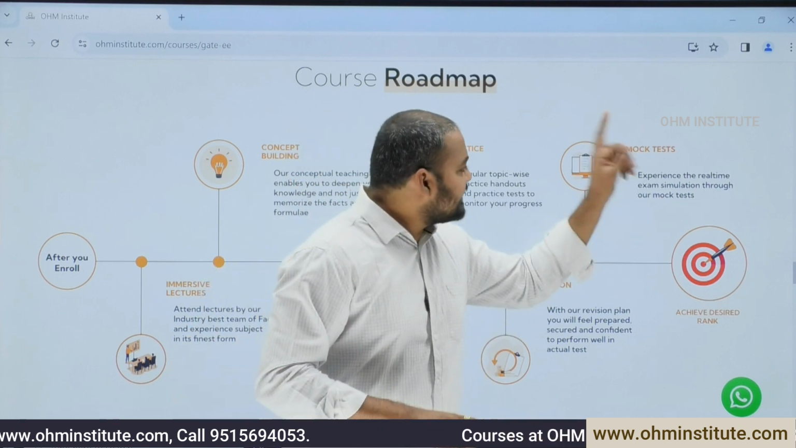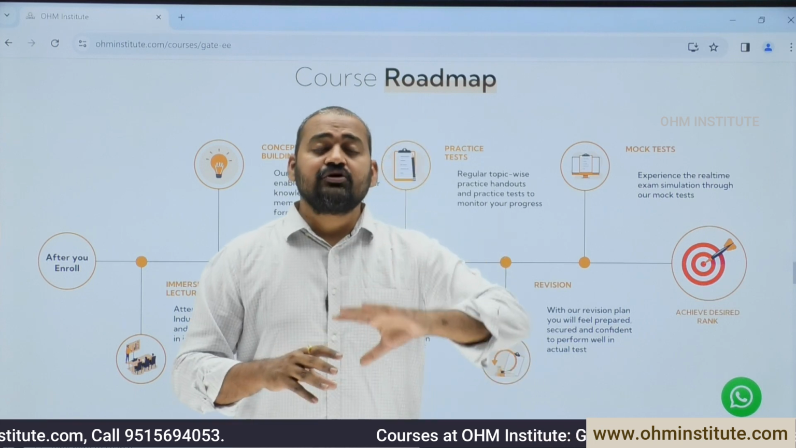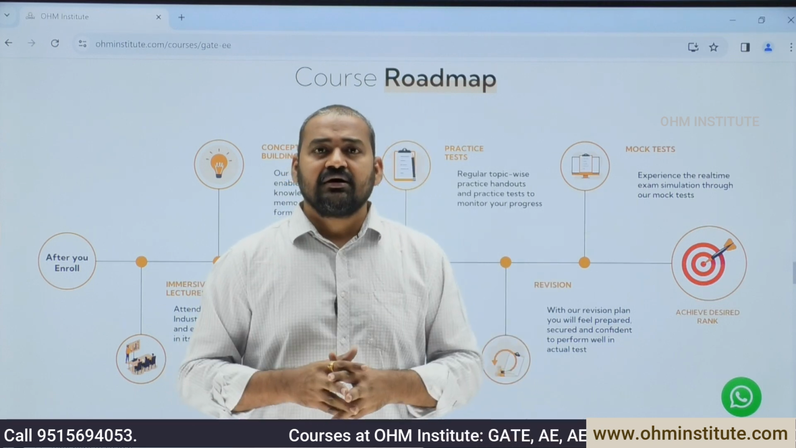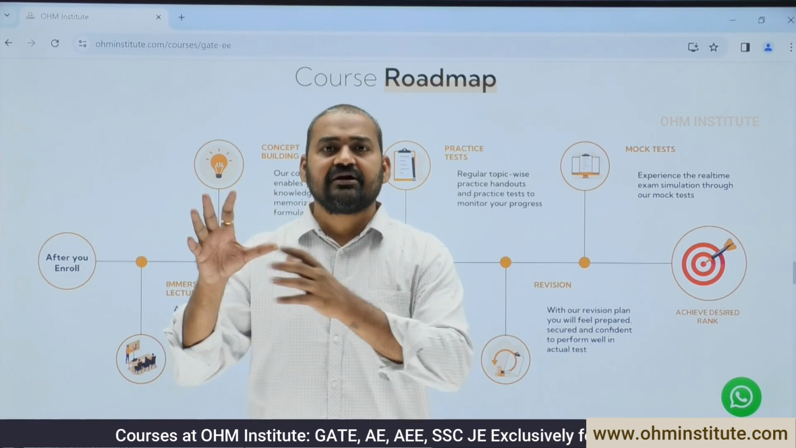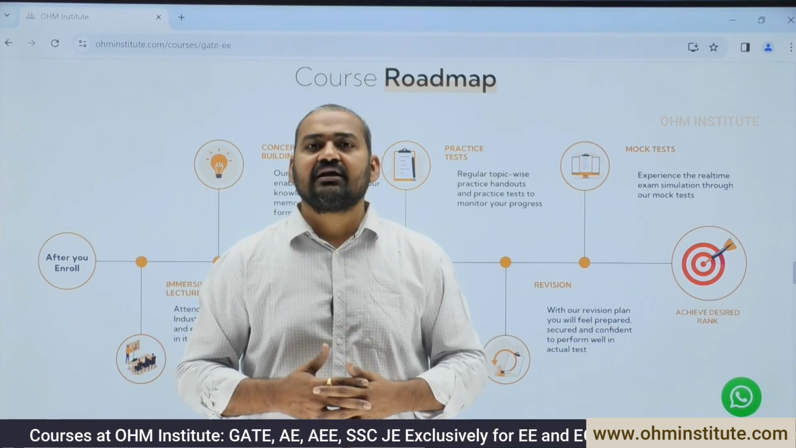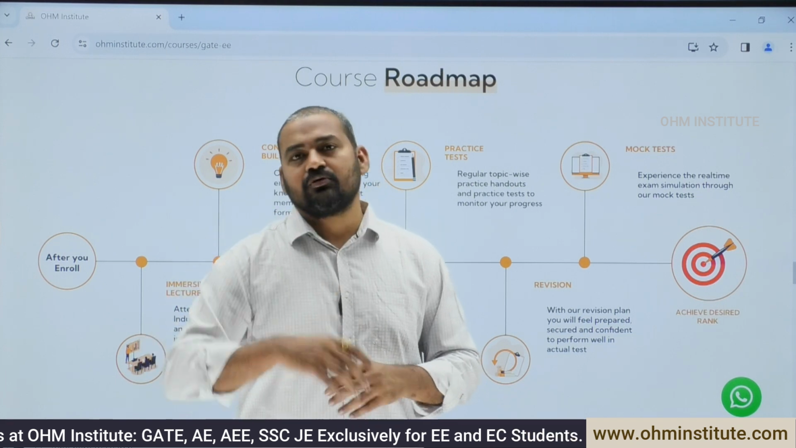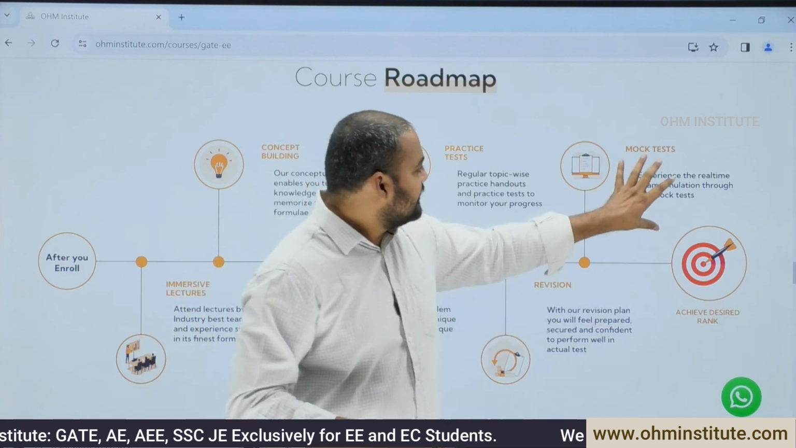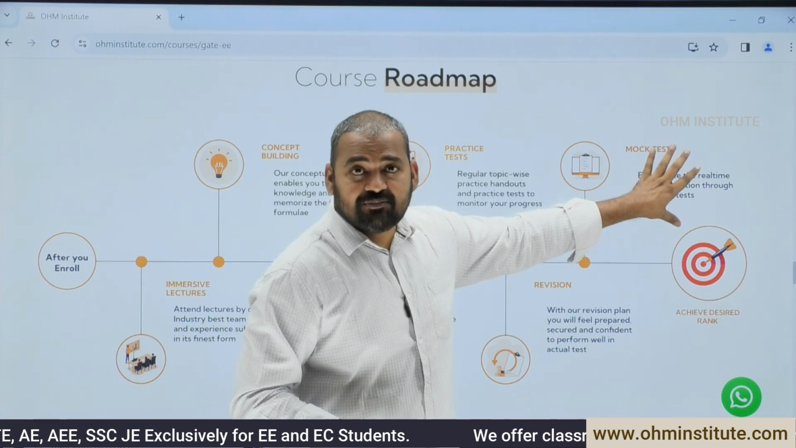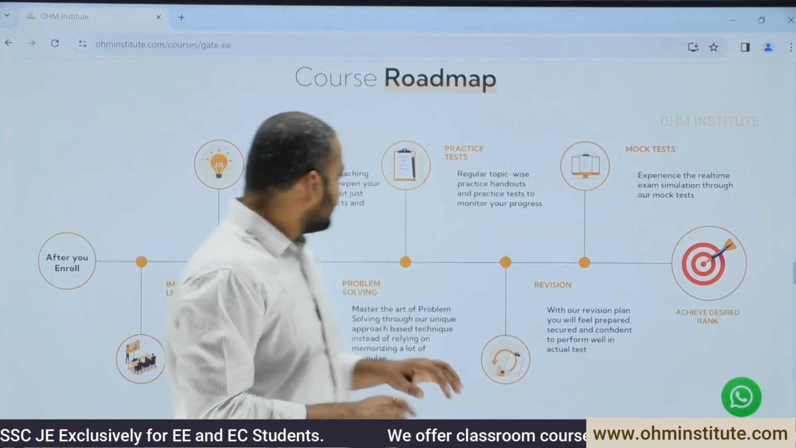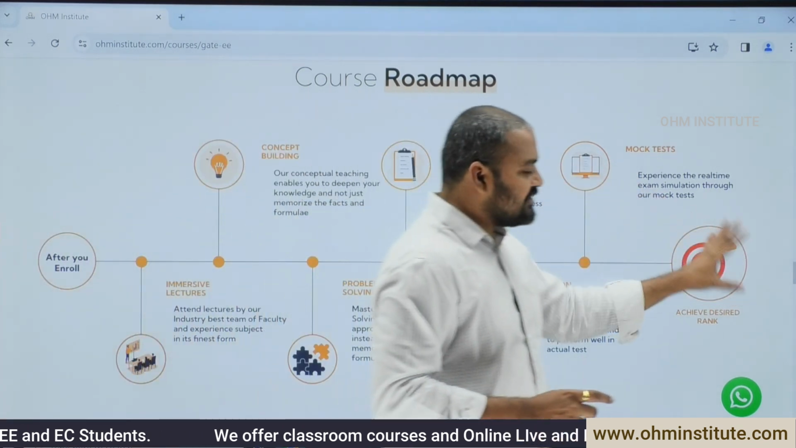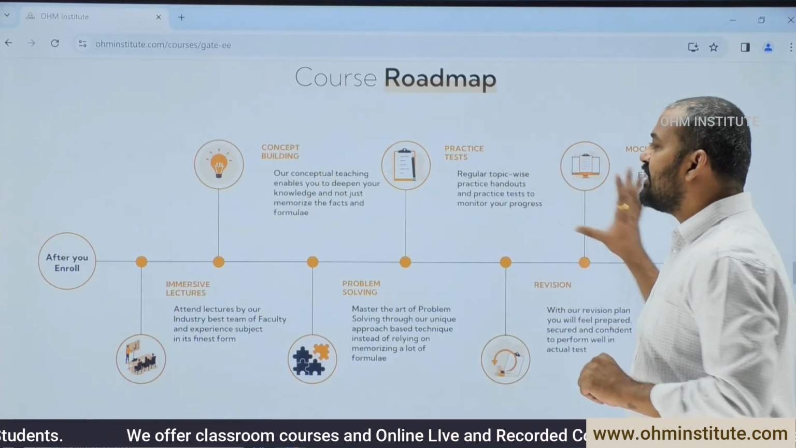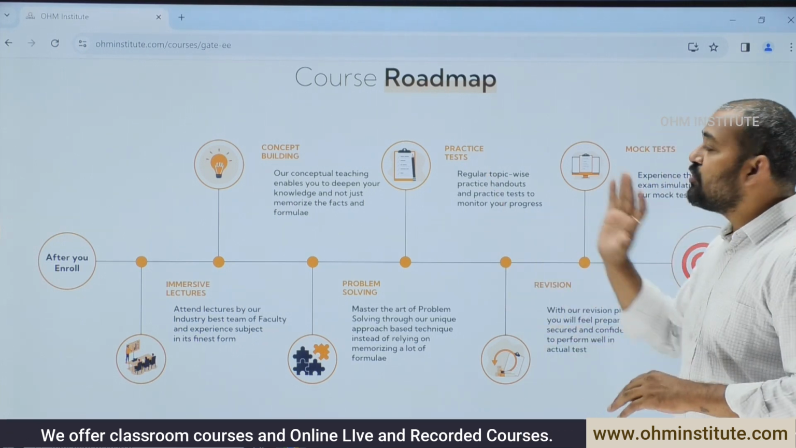That is where mock exams will help you. If you write 10 to 12 mock exams in 2 months, covering all types of questions like easy, moderate, and difficult, that will definitely help you to get good marks in the final exam as well. That is the last step in our preparation. So, from enrollment till the date of the examination, this is what Home Institute can provide you. And this is our course roadmap.